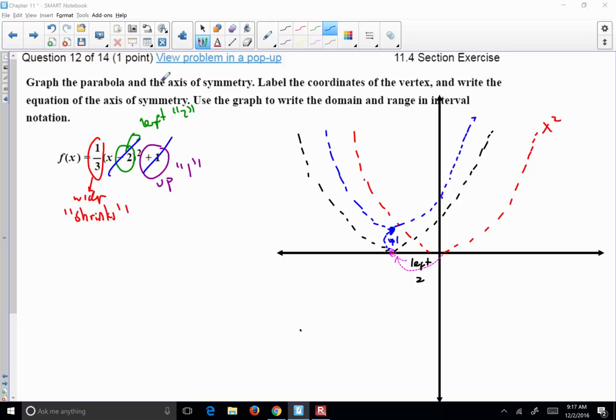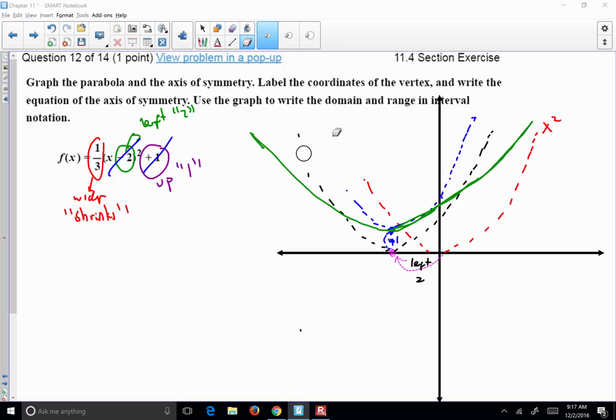There is 1 transformation left. We are going to now make it wider. 1/3, 3 times wider. So this is the final picture. Blue curve gets wider. Now I'm going to clean everything up. That will be our final picture.